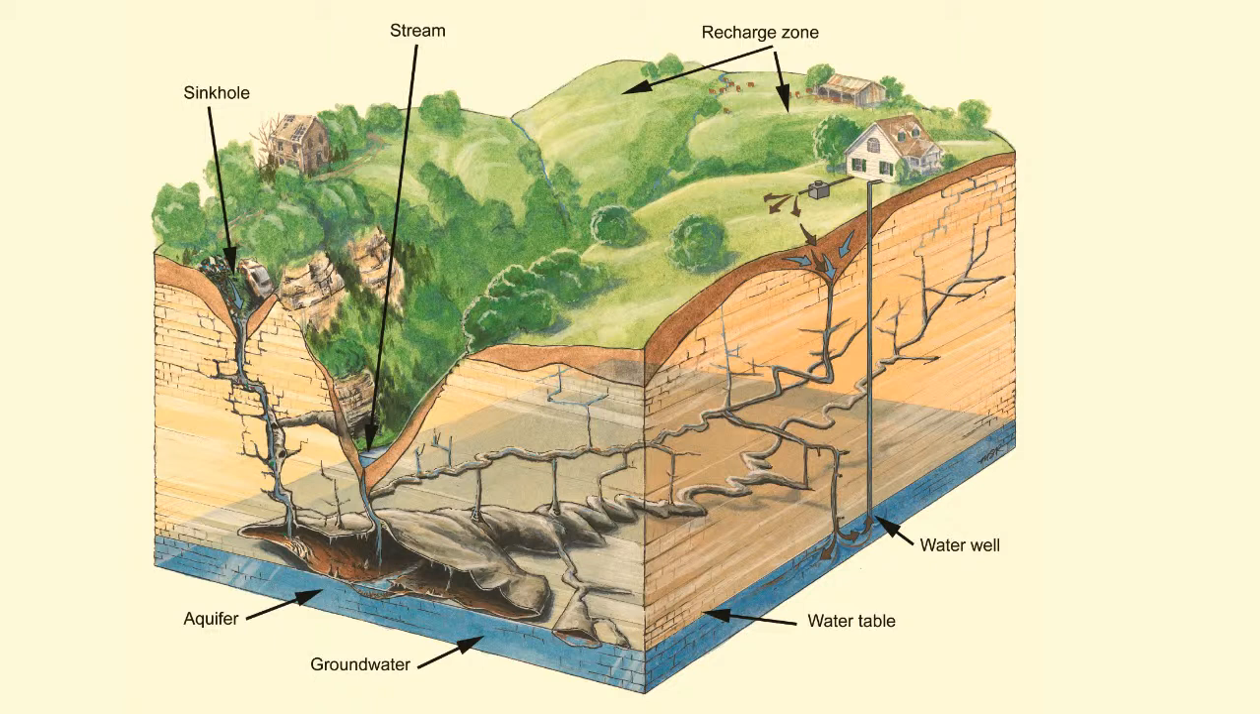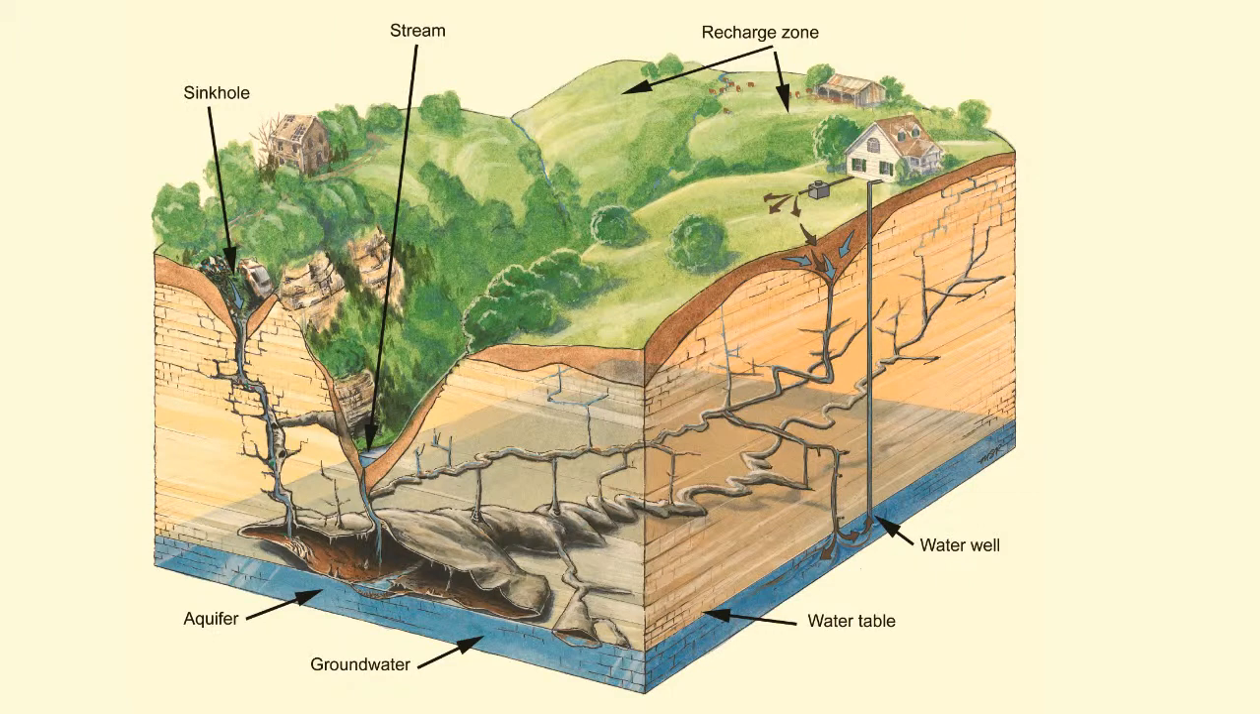Eventually, the water reaches a layer where all the spaces in the soil or rock are already filled up. This area is called the saturated zone, and the water it holds, this is over half the fresh water on Earth, is called groundwater. The boundary between the spongy layer and the saturated zone is known as the water table. The water table rises or falls as the amount of groundwater in the saturated zone increases or decreases.